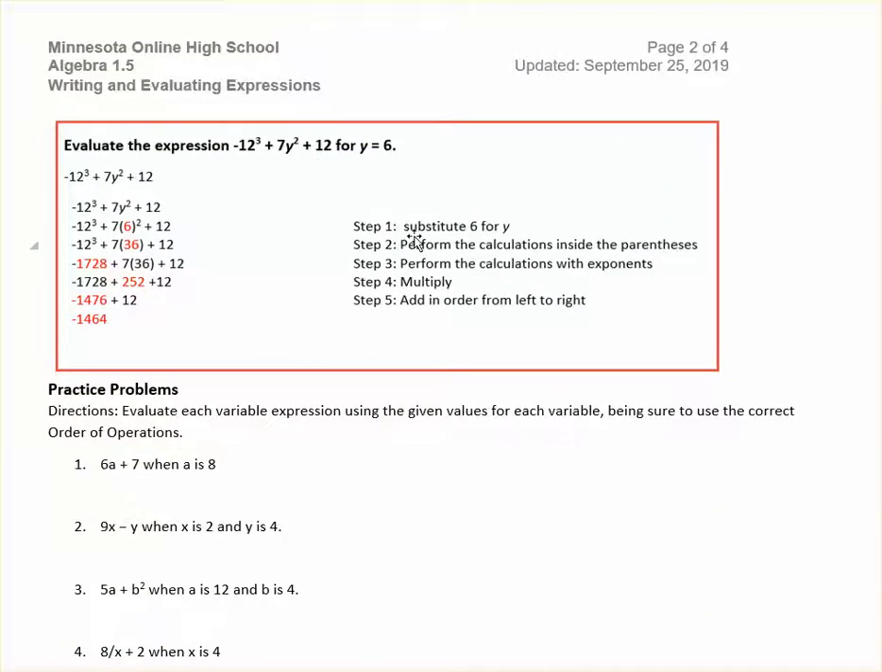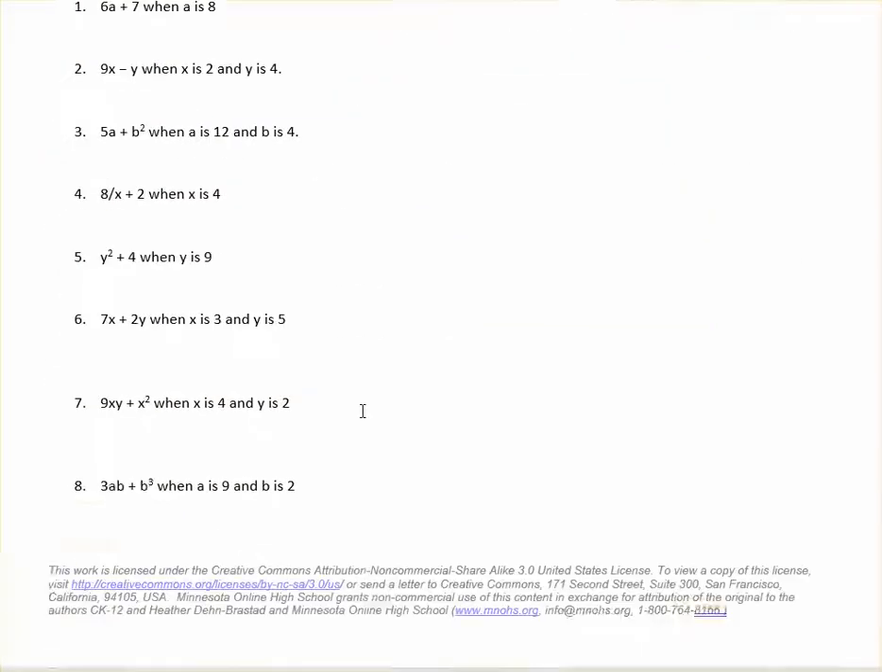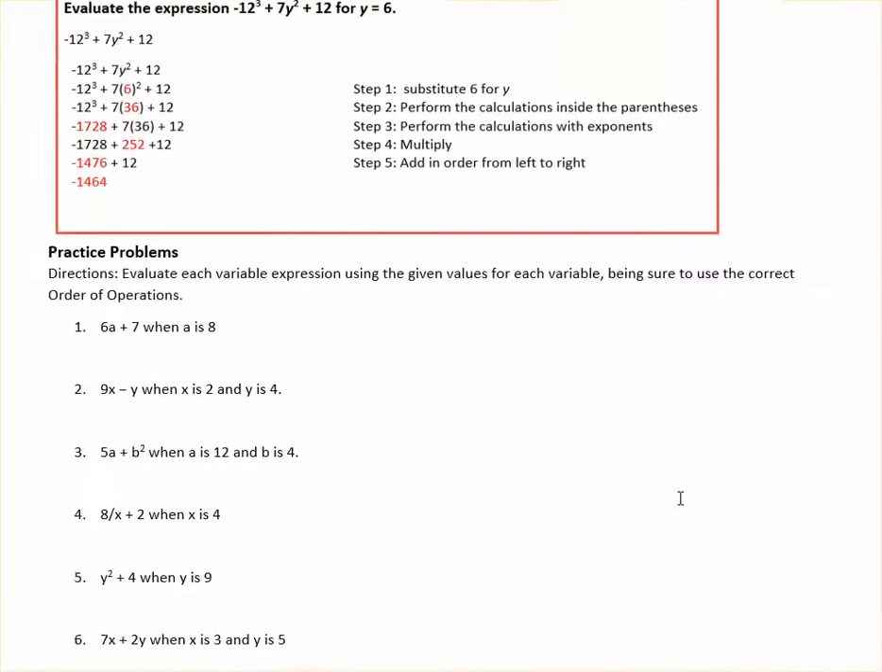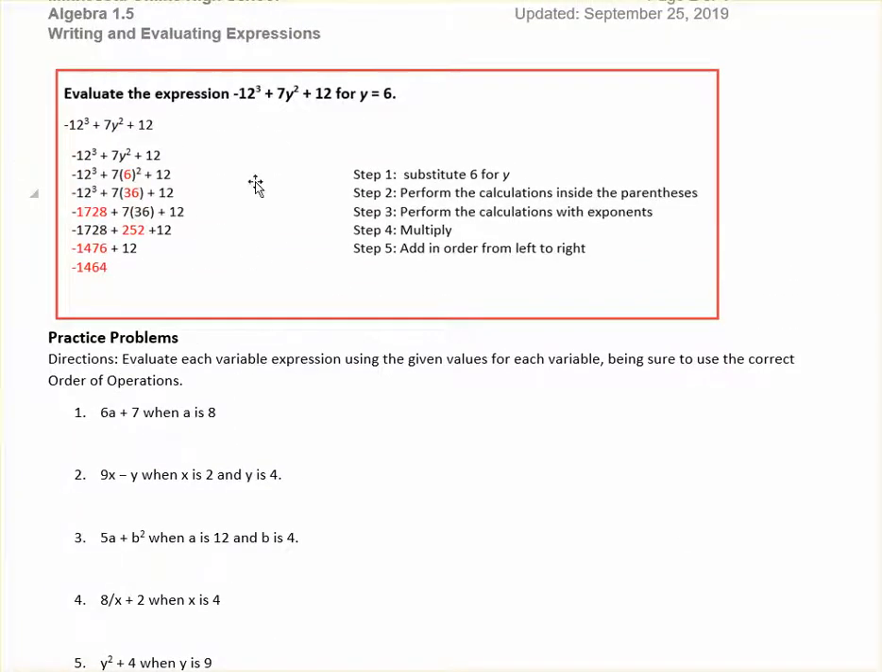And there's one more example here. This one is a little bit more complicated, and there are some problems on your worksheet, maybe like number 9, where it starts to get a little bit complicated. So when you get to that one, look back at what happens in this problem and make sure that you're following the order of operations.